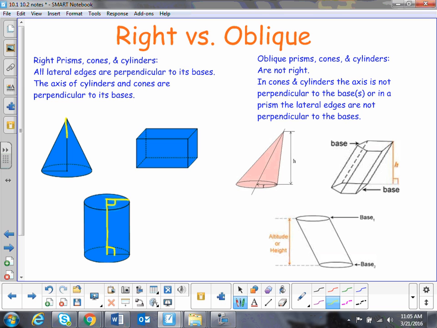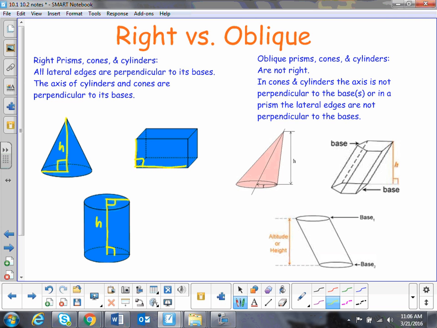Okay, see this height here? That's perpendicular to this base. Since all the lateral edges are perpendicular to its bases, the axes of the cylinders and the cones are perpendicular to the base. This axis is also known as the height. All these lateral edges are perpendicular.